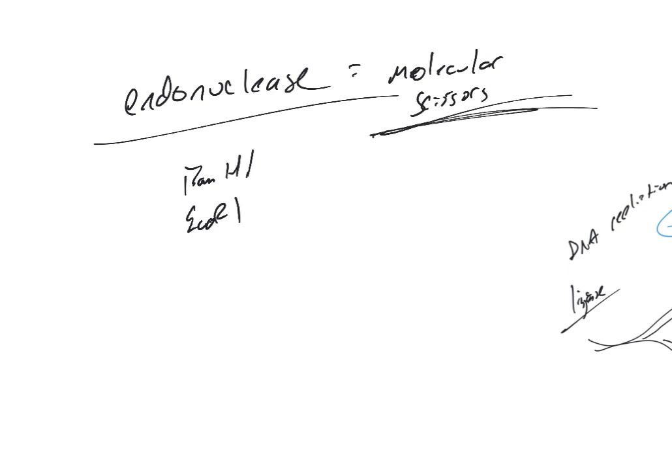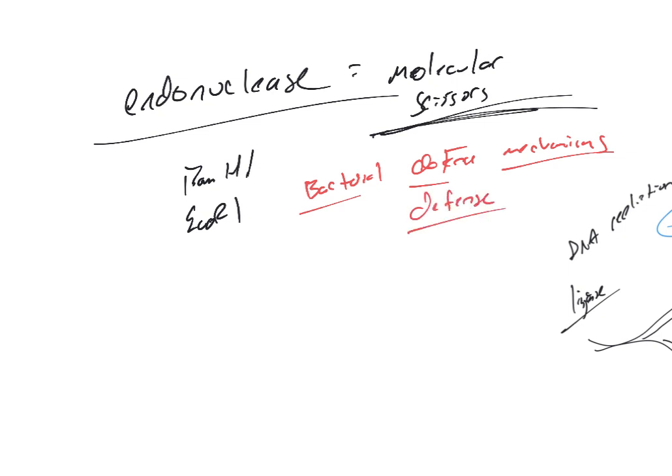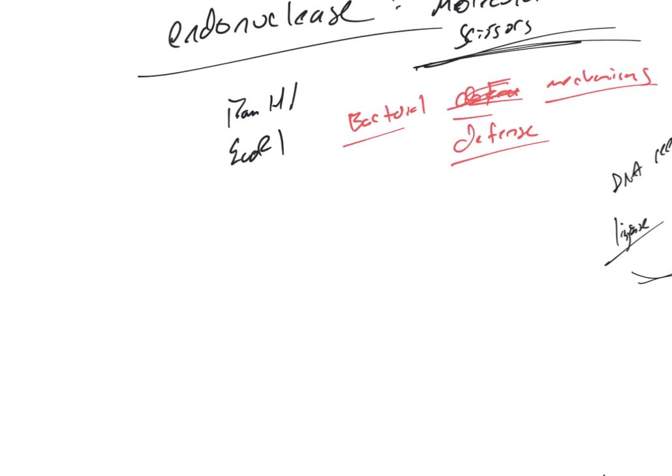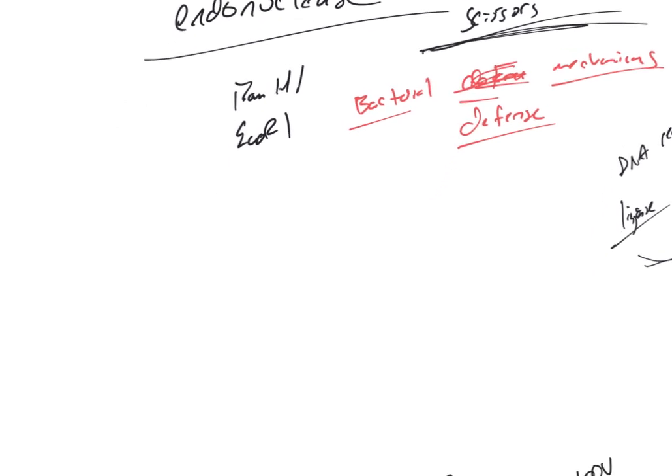Now, historically, what these are is bacterial defense mechanisms. That's it. They're defensive. So if you are a bacteria and some virus invades you, you're going to let loose your endonuclease to kill the virus. Because what these do is chop up DNA.